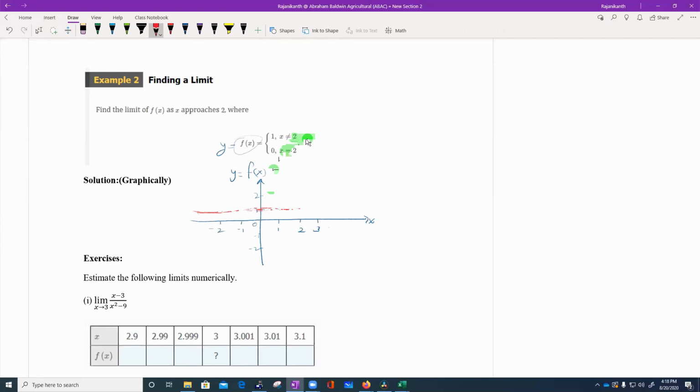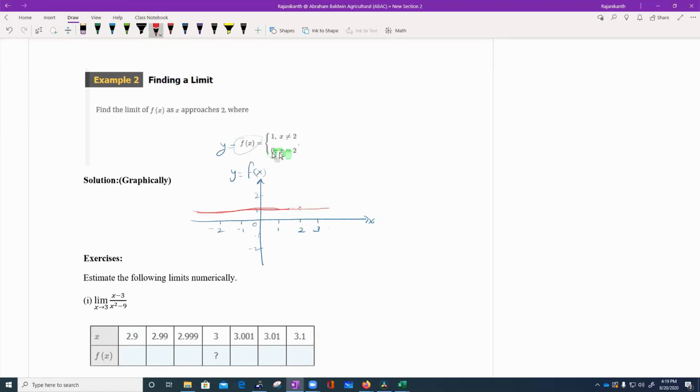But at this point, you cannot make 1. So there should be a hole on your picture. So then you should go all the way like that. Okay, and going like that. Okay, so that is for the first piece.